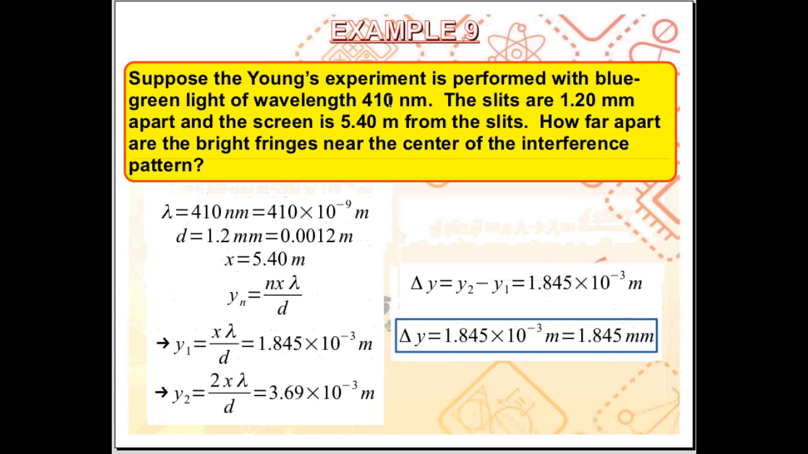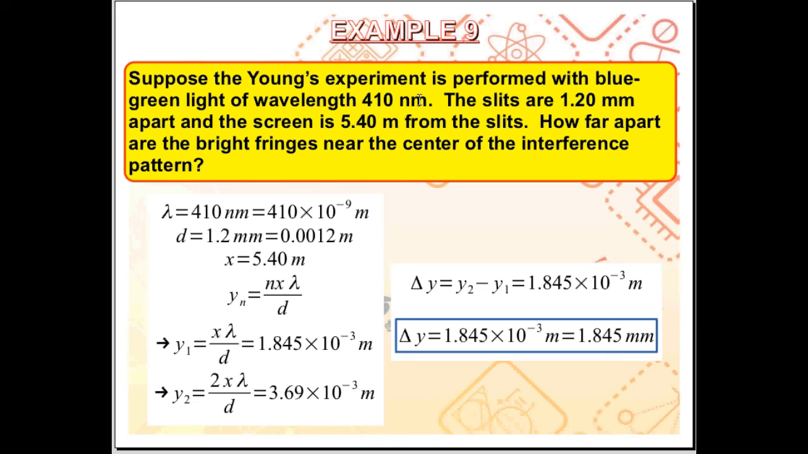And lastly, we have example 9. Suppose the Young's experiment, which is the double slit experiment. In some books, the two slit or double slit interference is referred to as Young's experiment. Suppose the Young's experiment is performed with blue-green light of wavelength 410 nanometers. The slits are 1.20 millimeters apart, and the screen is 5.40 meters from the slit. How far apart are the bright fringes near the center of the interference pattern?